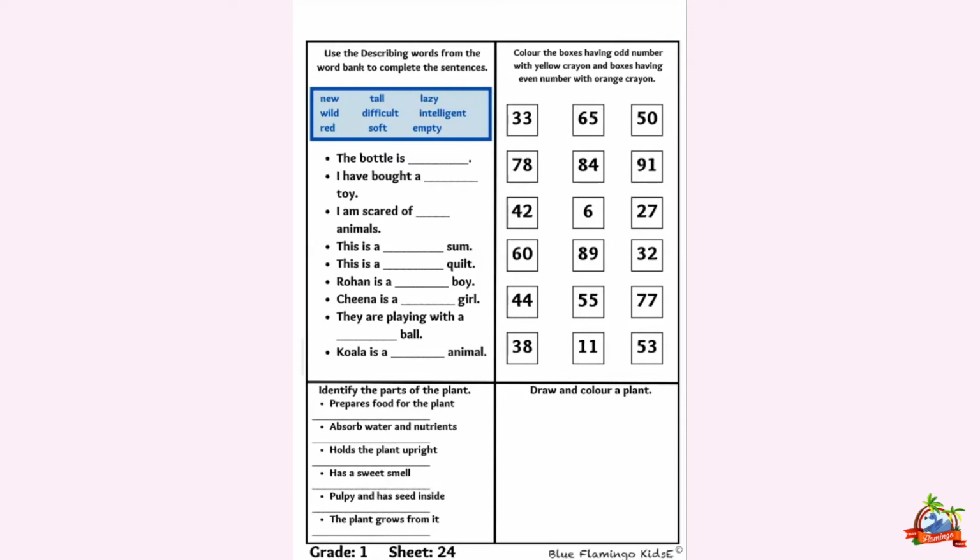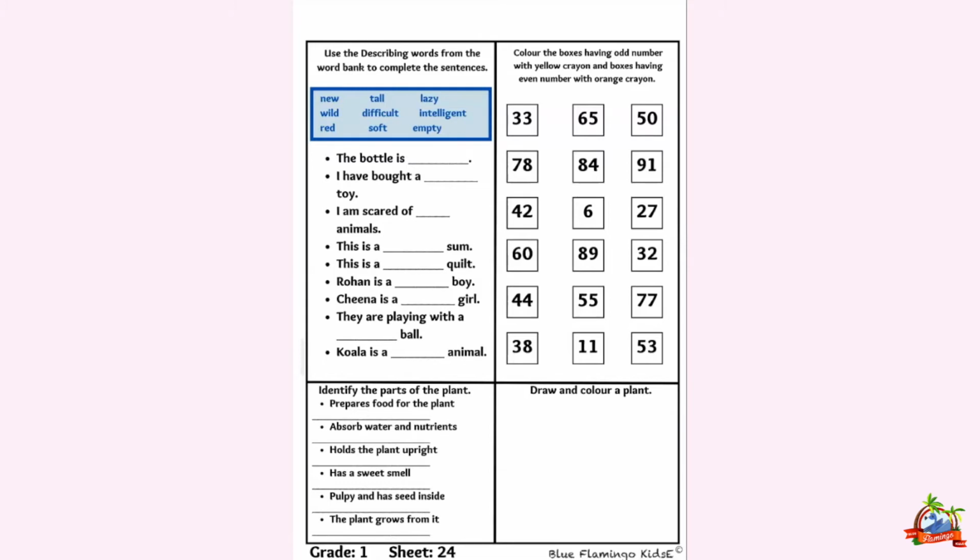Now, see the second sentence. I have bought a new toy. मैंने एक नया खिलौना खरीदा है. I have bought a new toy. New मतलब नया. It is also a describing word. So, this word bank is full of describing words, means it is full of adjectives.